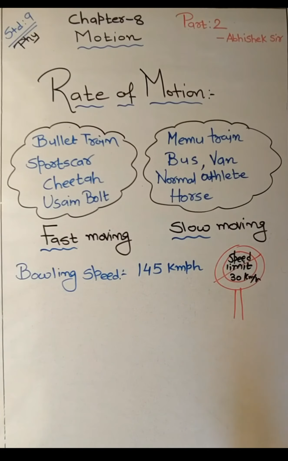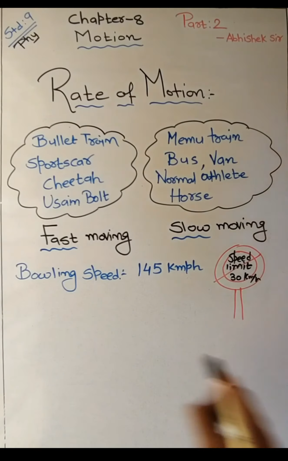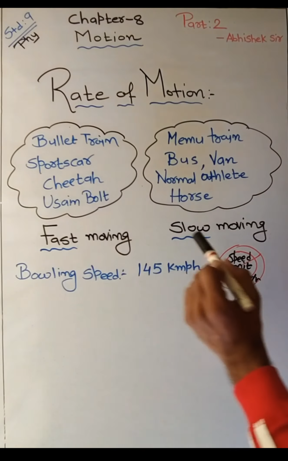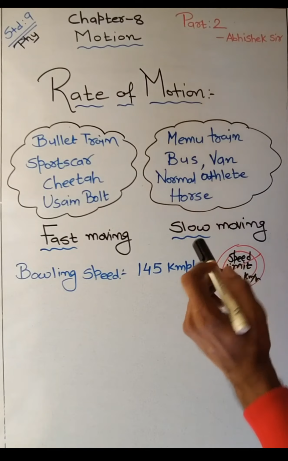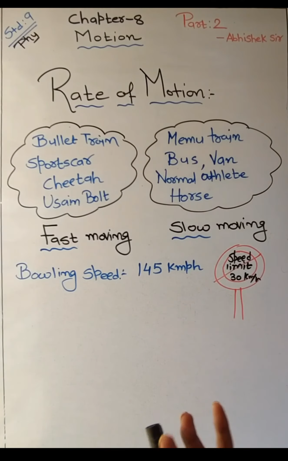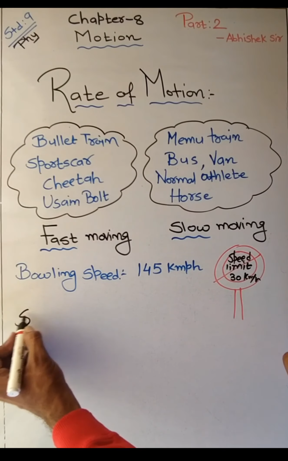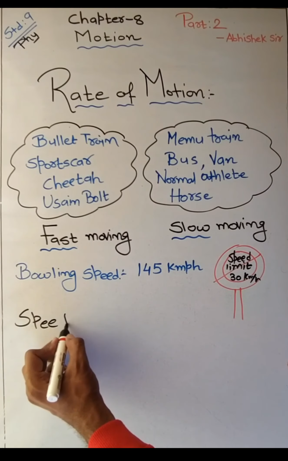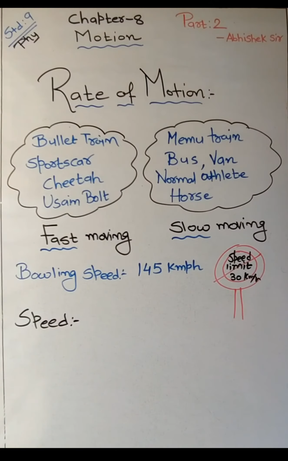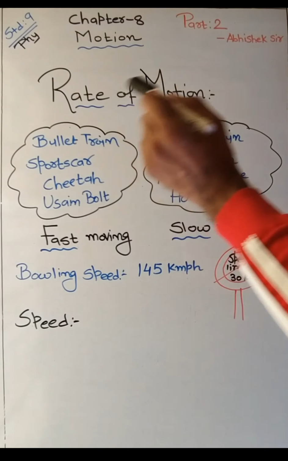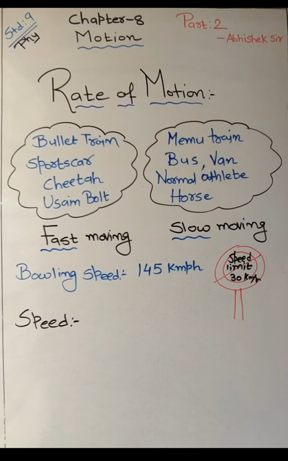So common words over here to put stress upon are, first of all, fast and slow. Different objects move with different speed. So a very important word over here is speed. That is why I have put the title rate of motion. Rate of motion means different objects may take different amounts of time to cover a distance, so the rate at which they cover the distance might be different.